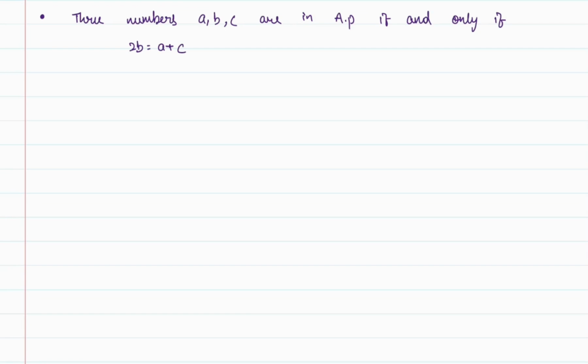One more result we can obtain is that when there are three numbers a, b, c, then they will be in AP if and only if 2b equals a plus c, or we can say that b is equal to (a plus c) by 2. We can prove this by taking a simple arithmetic progression with common difference d. If the first term is a, then the second term will be a plus d, and the third term will be a plus 2d. So that means b equals a plus d and c equals a plus 2d.